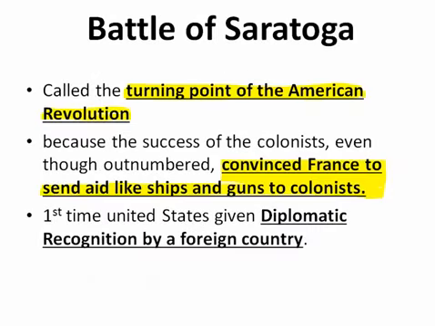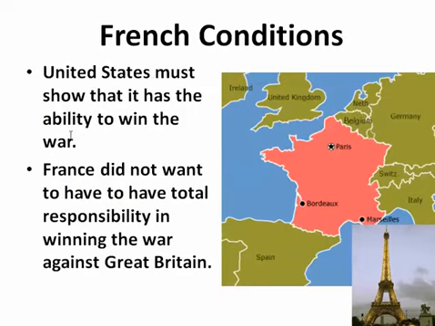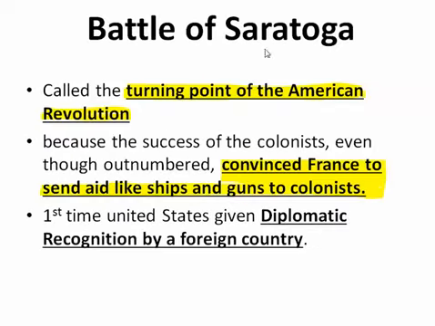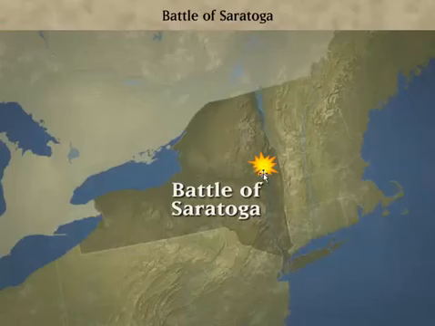Now at the Battle of Saratoga, if you recall, the conditions were that the Americans must show they had the ability to win the war. So the Battle of Saratoga is going to be the turning point in the American Revolution, because the colonists are going to win the Battle of Saratoga. And even though they were outnumbered, this is going to convince France to send aid like ships and guns to the colonists and give us this diplomatic recognition as a separate nation. This is the first time the United States is given diplomatic recognition by a foreign country. France was that country. All right, the Battle of Saratoga happened up in upper New York, close to the Hudson. And that's the Battle of Saratoga, the turning point.